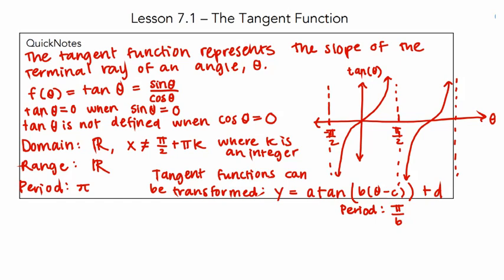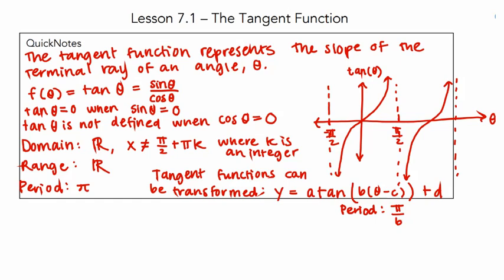Now, the domain for the tangent function is all real numbers except that x cannot equal pi over 2 plus pi k, where k is an integer. So in other words, the period is pi. It's going to repeat the cycle every pi. And we do have a vertical asymptote where it's not defined. We have a vertical asymptote when cosine theta equals 0, which is at pi over 2, and then it's going to occur every single time we add pi to that.